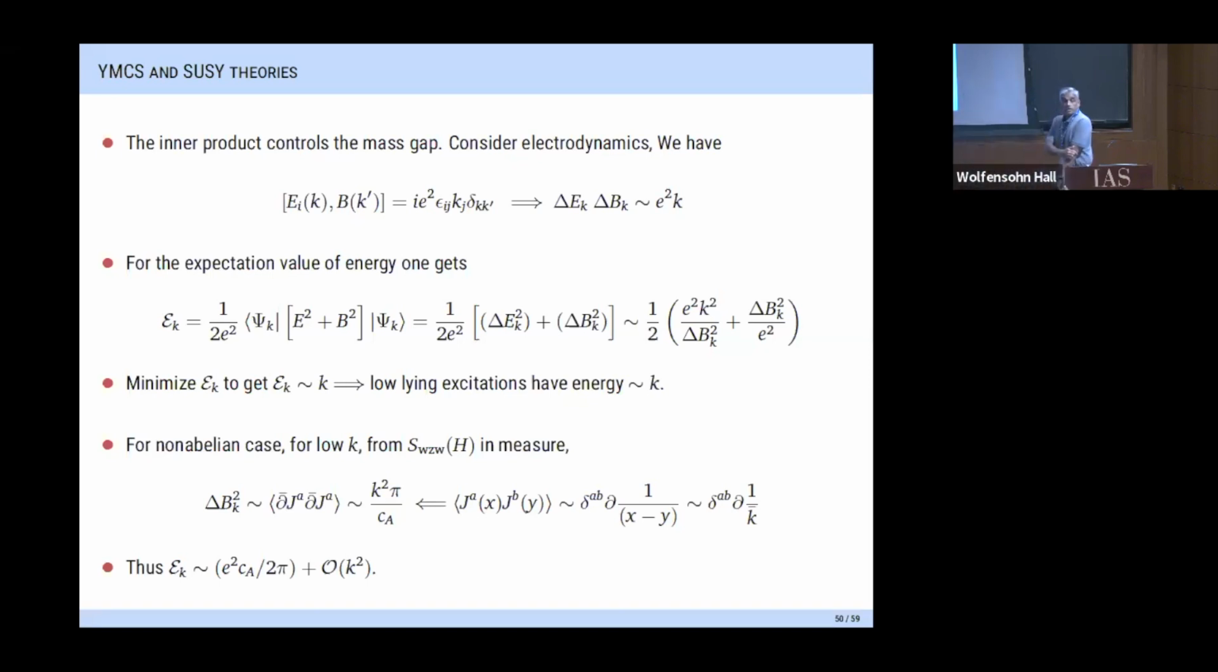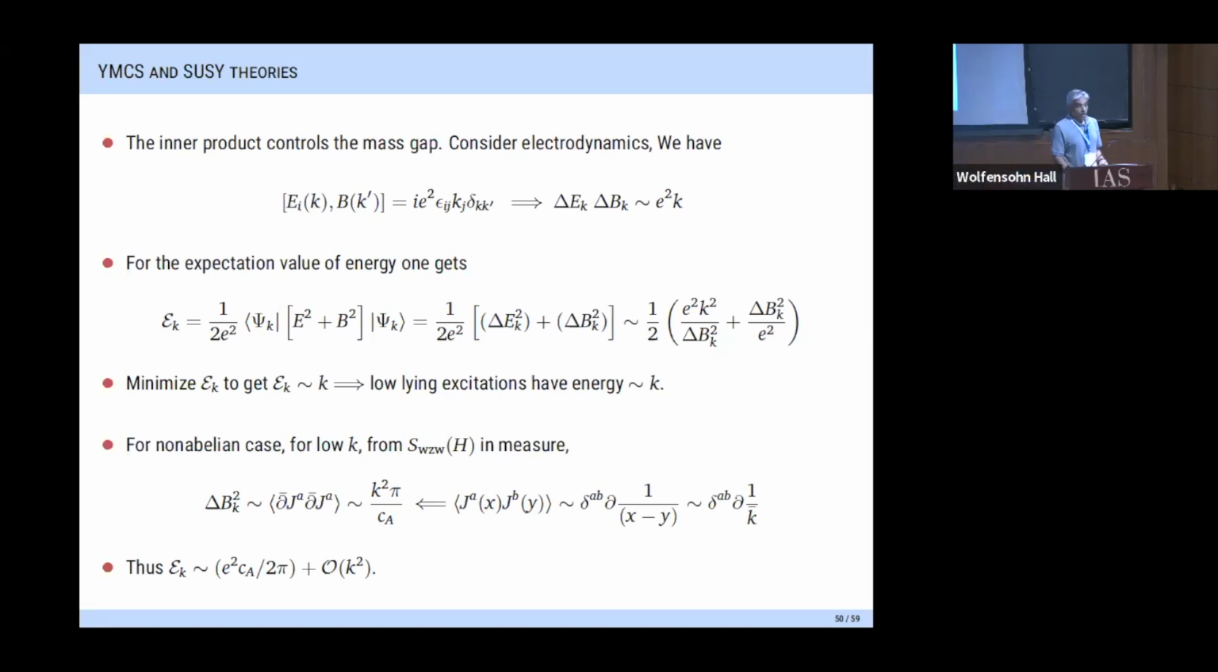So now we say we are interested in low energy modes. So let's try to minimize this expression by treating delta B squared as a free parameter and see what happens. Well, it's trivial to minimize this. The minimum occurs in such a way that this is of order K. And you can see that if I put the minimum back in here, energy goes like the momentum K. Okay. It tells you that there is a low energy excitation of energy going like momentum K. Okay. That's just the photon. There's no surprise there at all.